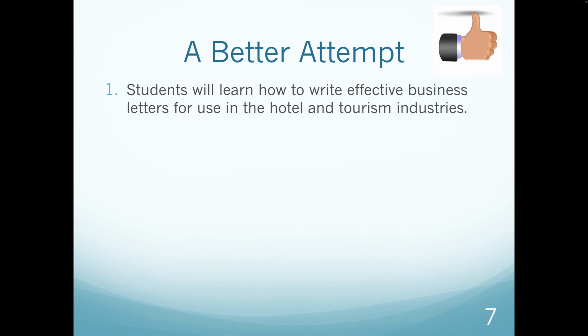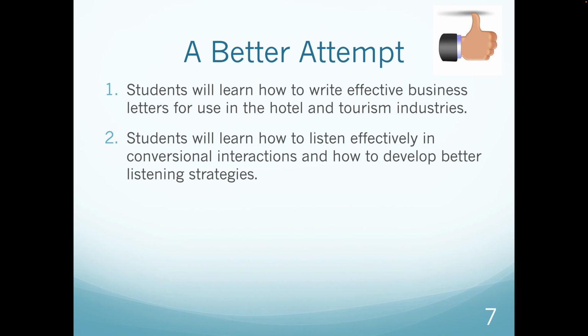So we have here a product, something achievable that can be delivered to students, right? And there's a change following instruction. Number 2, students will learn how to listen effectively. So it's less general or broad and more specific. Students will learn how to listen effectively in conversational interactions, but also how to develop better listening strategies. So that's quite clear. Okay.